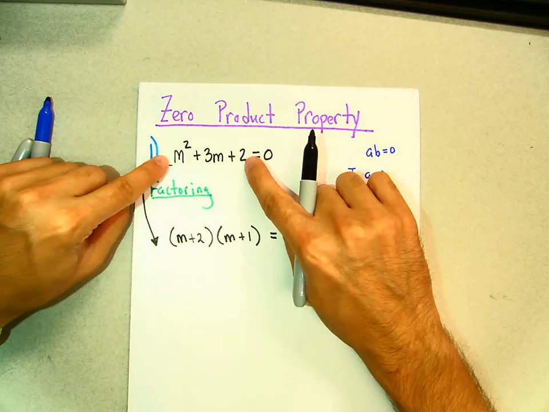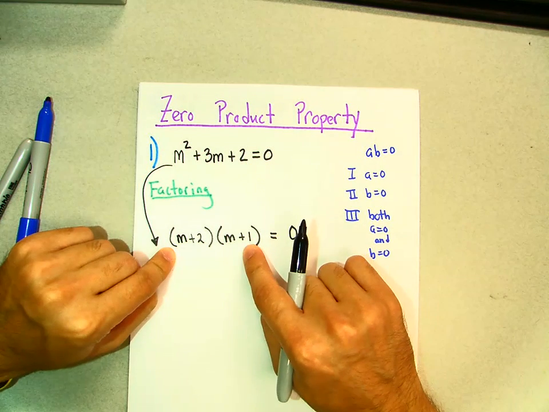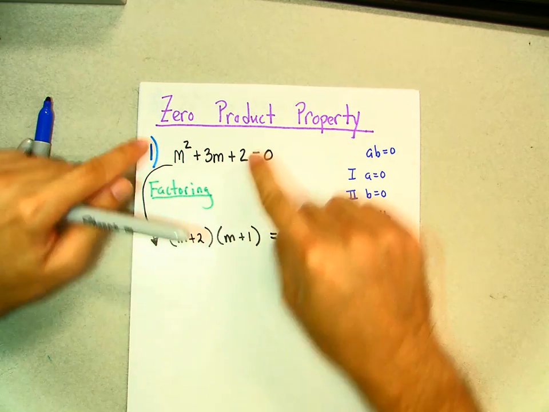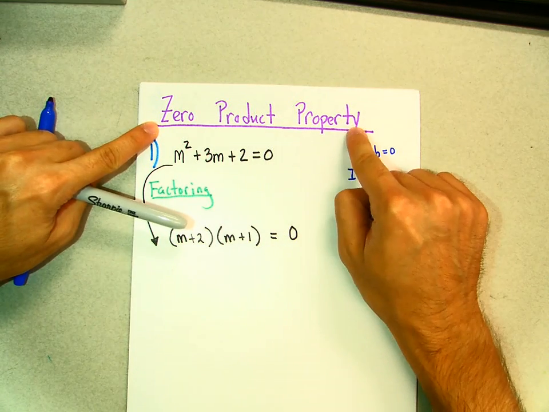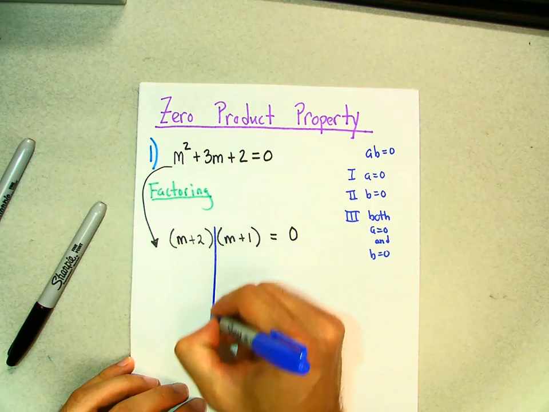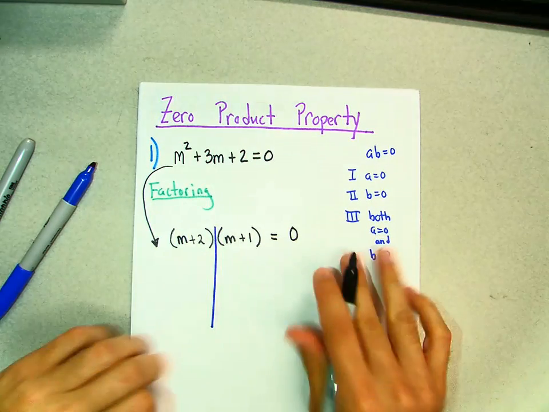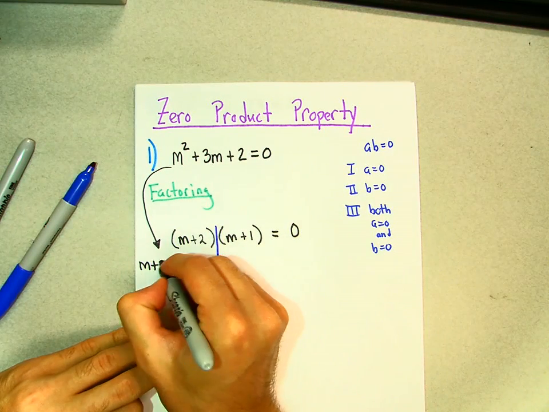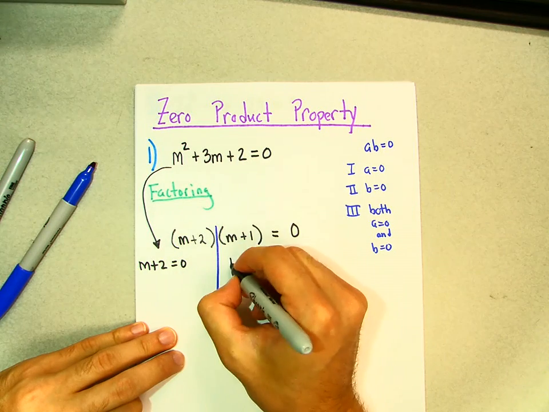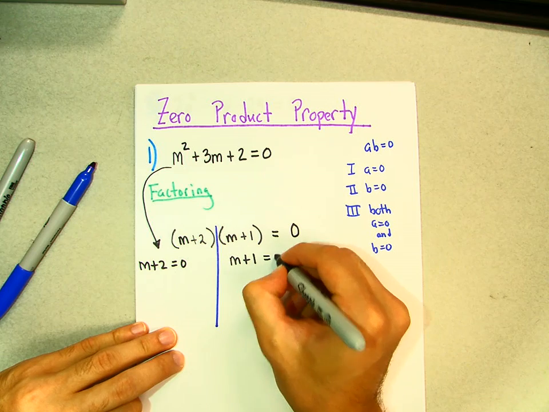And notice that this is equal to this. But now here, what technique are we allowed to use? We're allowed to use the zero product property. From here, you draw this line over here, and now you can say that M plus 2 is equal to 0, or you can say M plus 1 is equal to 0.